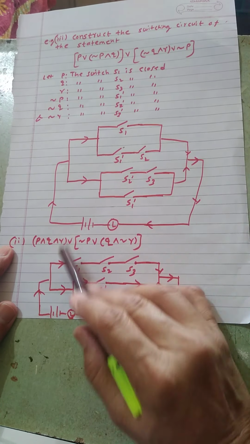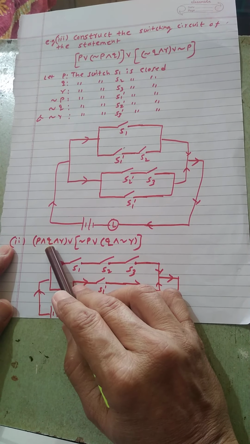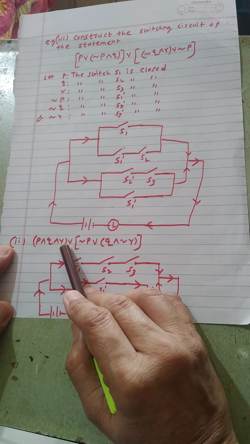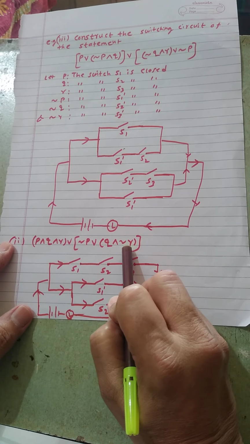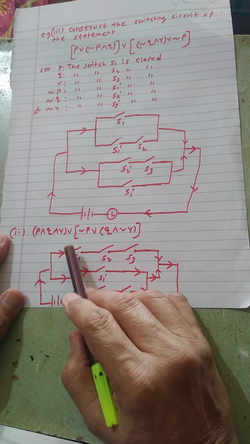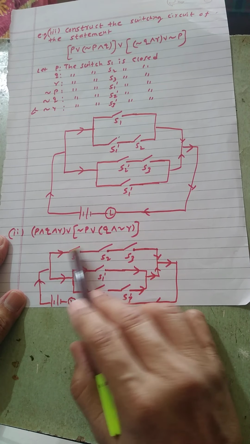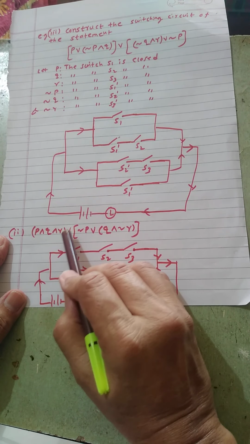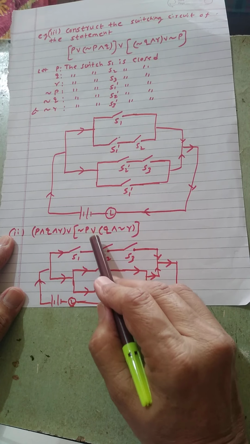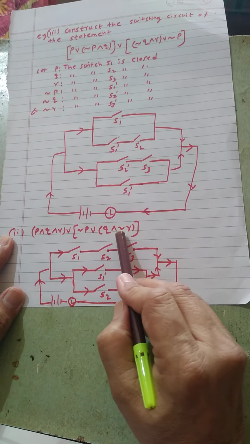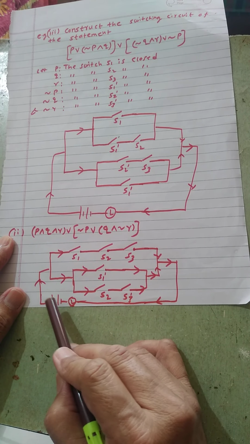Again, similar to the previous example, in the exam you have to write down P: the switch S1 is closed, Q: the switch S2 is closed, R: the switch S3 is closed, negation P: the switch S1 dash is closed, and negation R: the switch S3 dash is closed. First we write the first bracket, P AND Q AND R, meaning S1, S2, S3 are in series, and this series combination is in parallel with the second bracket. Therefore parallel with negation P, that is S1 dash, and again in parallel with the bracket Q and negation R, that is S2 and S3 dash. This complete combination is connected to the power supply and lamp L.